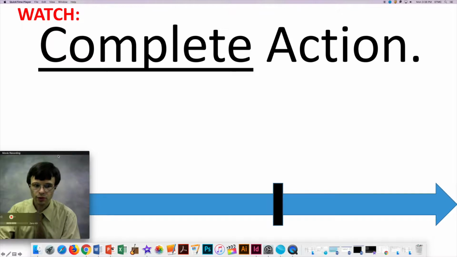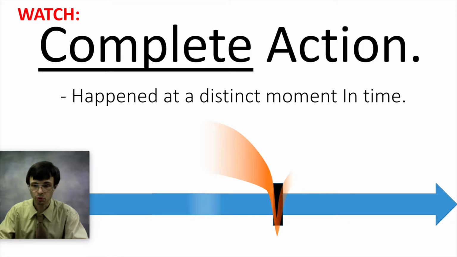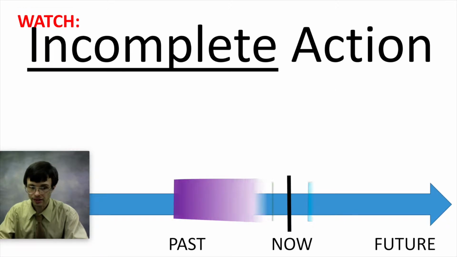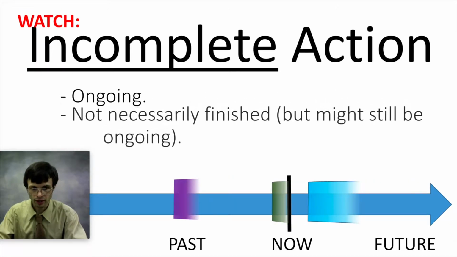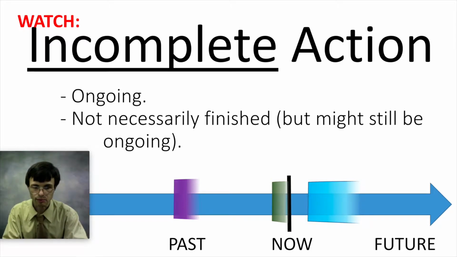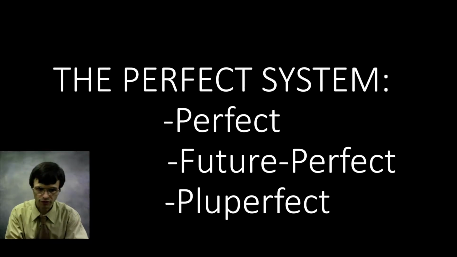Okay, so in chapter 15 we learned that the two aspects of tense are time and completeness. And on completeness there are two types. There is first action which is complete, which means that it happened at a distinct moment in time and that it is finished and done. And then there's also incomplete, which means that the action is ongoing and not necessarily finished. And so far, most of the tenses we've done have been incomplete. Only one tense that we've had, namely the perfect, has been complete. But today we're going to get a second tense which is complete. And so our second tense today is going to be the pluperfect.